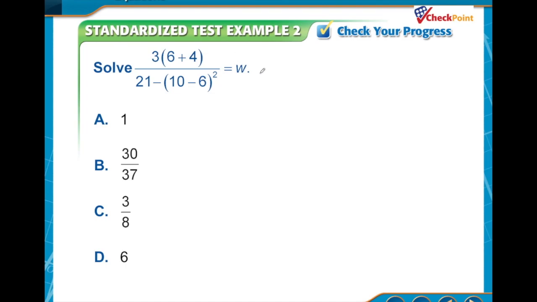So if I rewrite the numerator, this is 3 times what I know 6 plus 4 is, that is 10. We have 3 times 10 on top. And if I just ignore the denominator for now, I also know 3 times 10 is going to give me 30. So I should get 30 on top. Good.